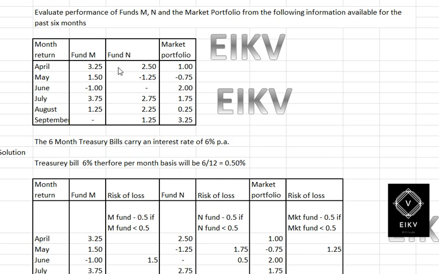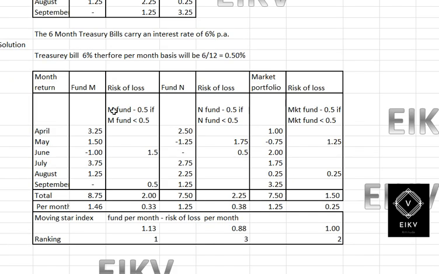Fund M has the returns of 3.25, 1.5, 1, 3.75, 1.25 and nil. In case of fund N, it would be 2.5, negative 1.25, nil, 2.75, 2.25 and 1.25. In case of market portfolio, the returns would be 1, negative 0.75, 2, 1.75, 0.25 and 3.25. The 6 months treasury bill carries an interest rate of 6%. So we are required to compute the Morningstar index.